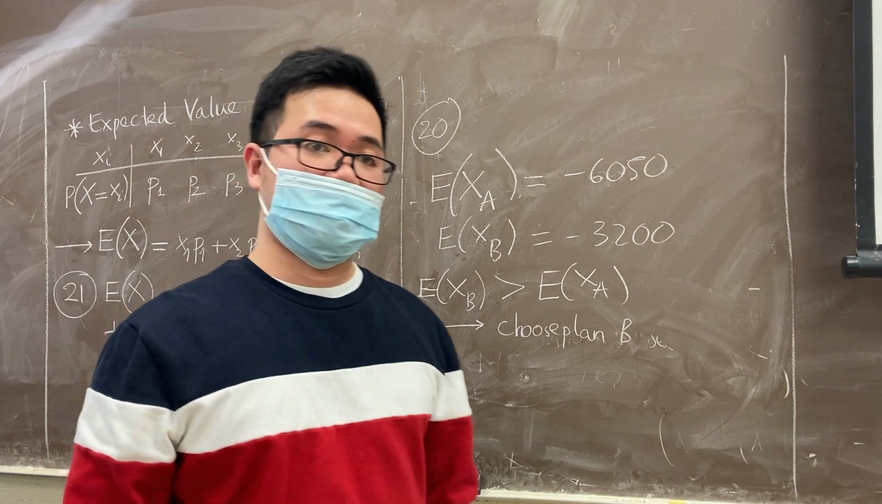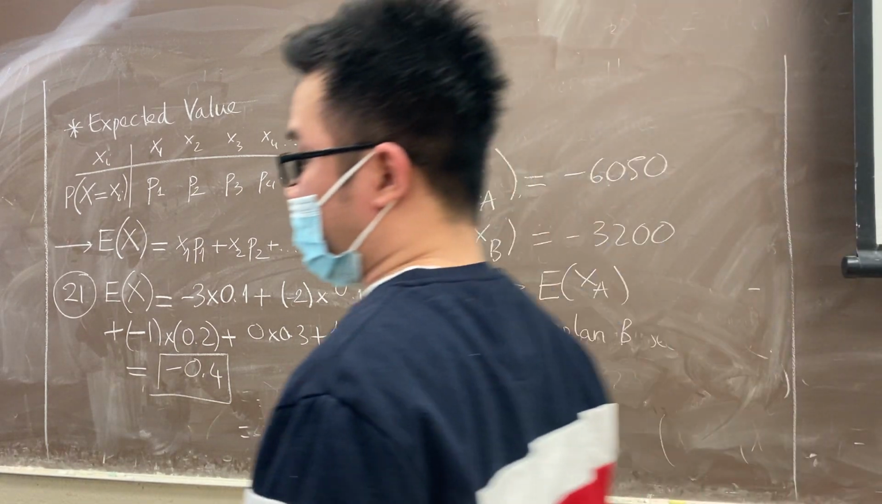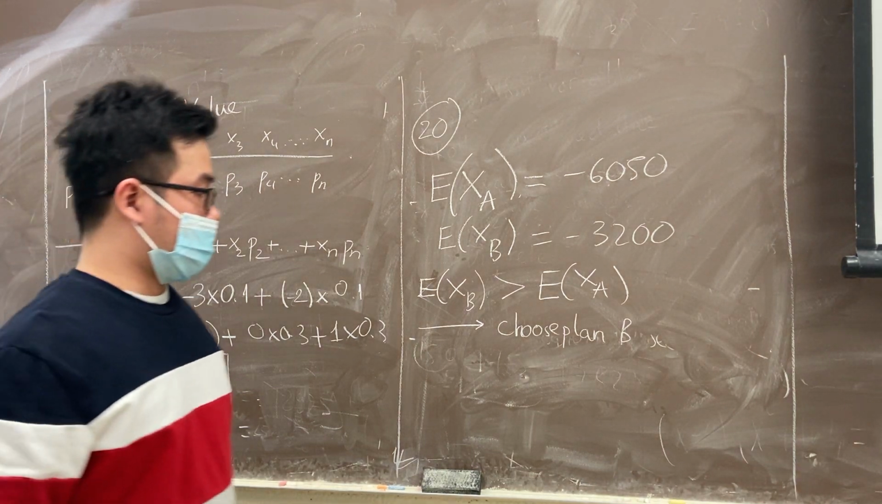Okay. Maybe in the exam they will have a question like this. We have two plans and you need to choose one plan. In this case you need to calculate the expected value of each plan, and after that you will find which is the better. Okay, that's all the things about chapter 5. Any question?